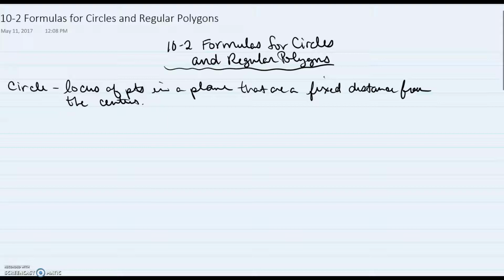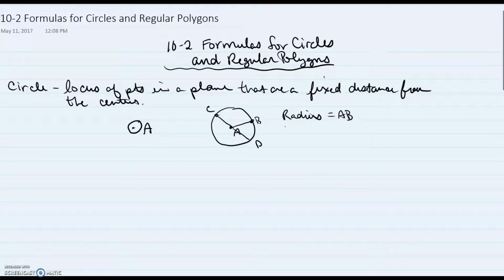Okay, when we talk about circles, we label it like this, and then we write whatever the letter is that we use for the center. So if this is circle A, that means the center is A. Then obviously there's a circle around it. Stuff you already know, the radius for this circle would be AB. The diameter has to go through the center, so we'll call that one CD.